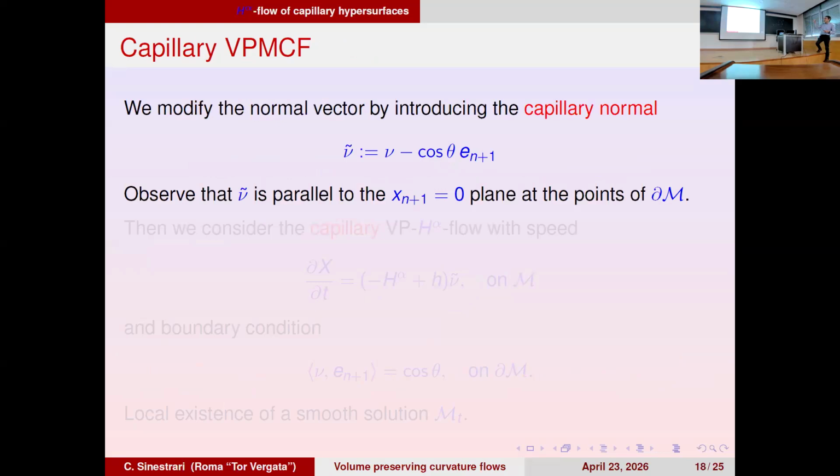So how do people study flow in this setting? You understand, if we flow in the normal direction, then we break the constraint of our surface. So people have studied this flow by changing the normal, defining this modified normal called the capillary normal, where it turns around.